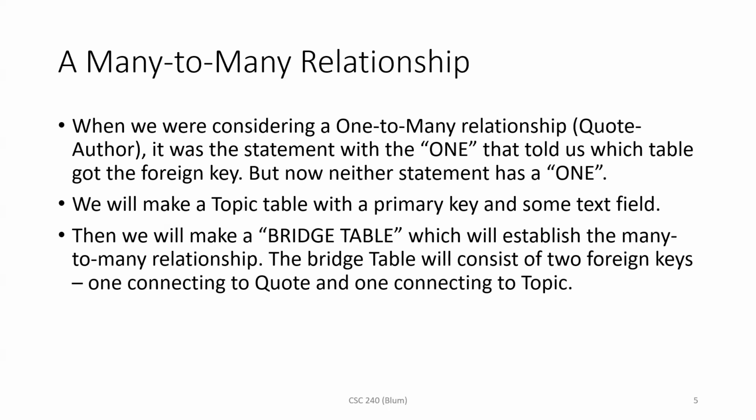So we make a many-to-many relationship. This thing has different names, but I usually call it a bridge table. We're going to introduce a table that wasn't necessarily an entity, but is required to establish this many-to-many relationship. It is going to consist of two foreign keys, one connecting it to quote and another connecting it to topic. It will be through this table that we establish the many-to-many relationship.